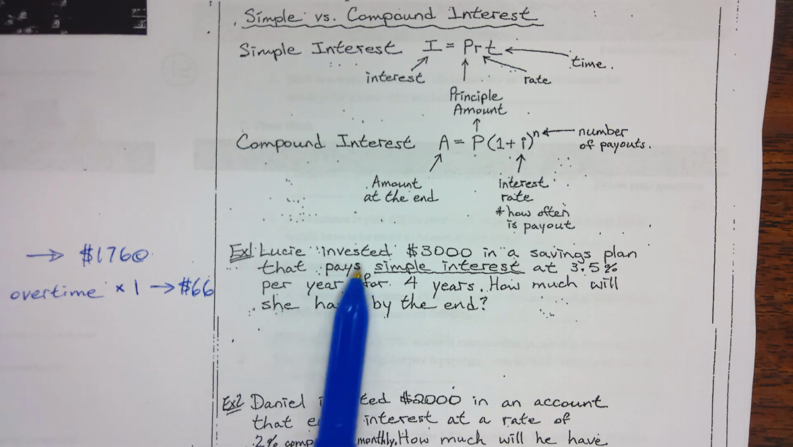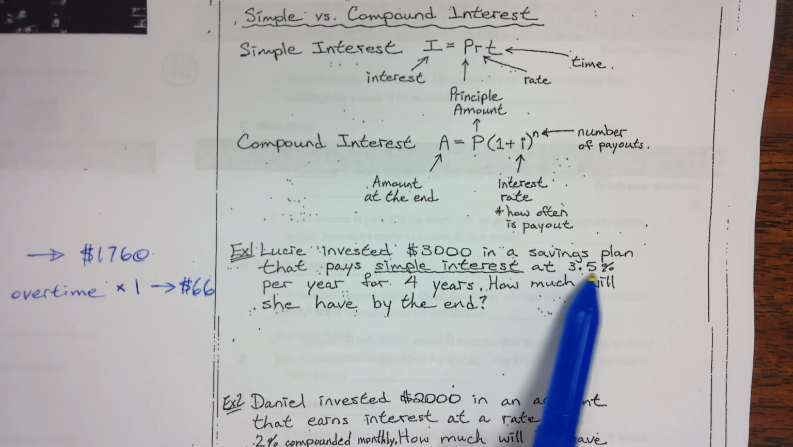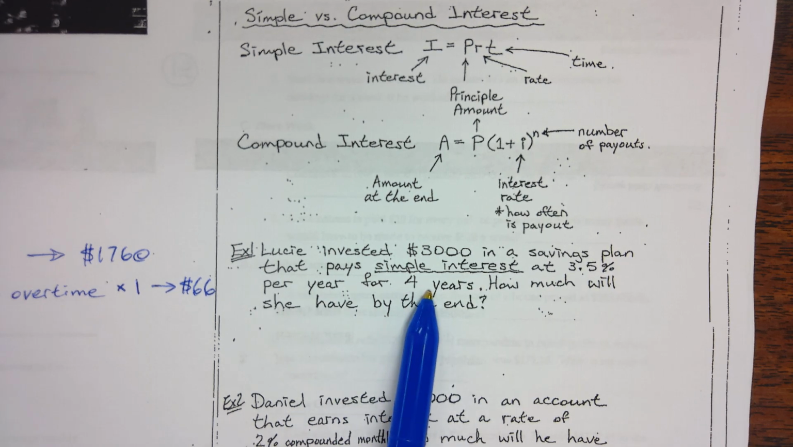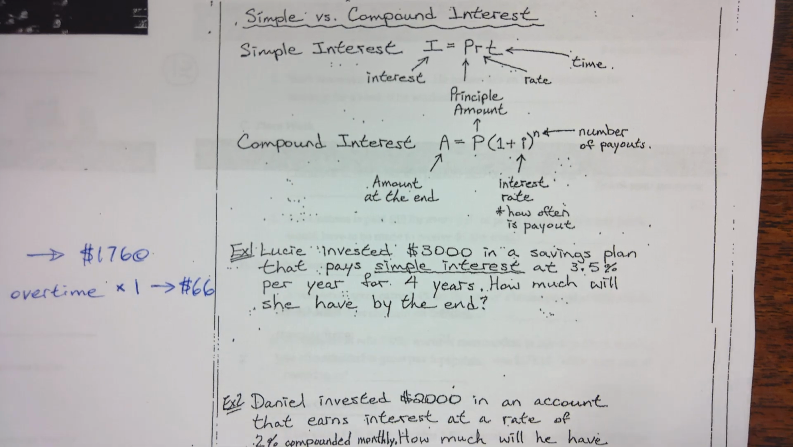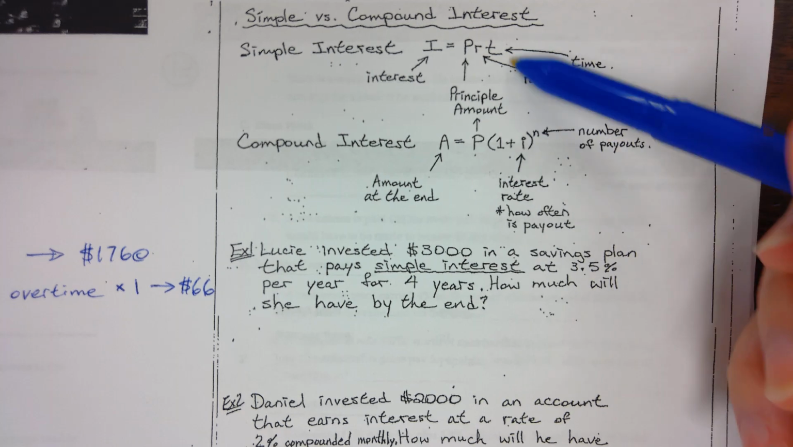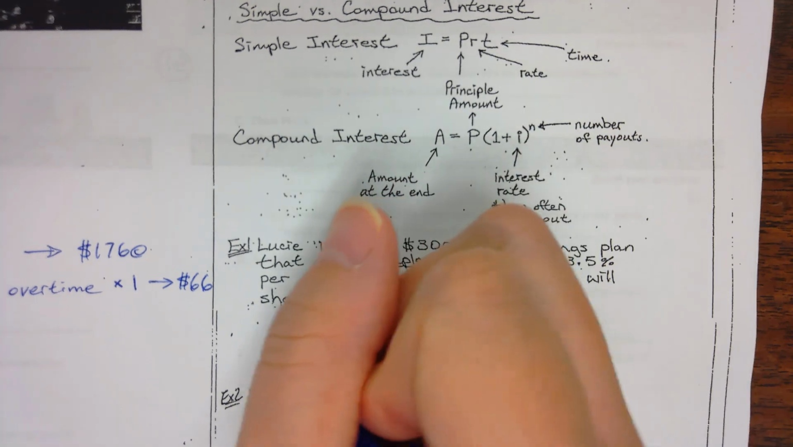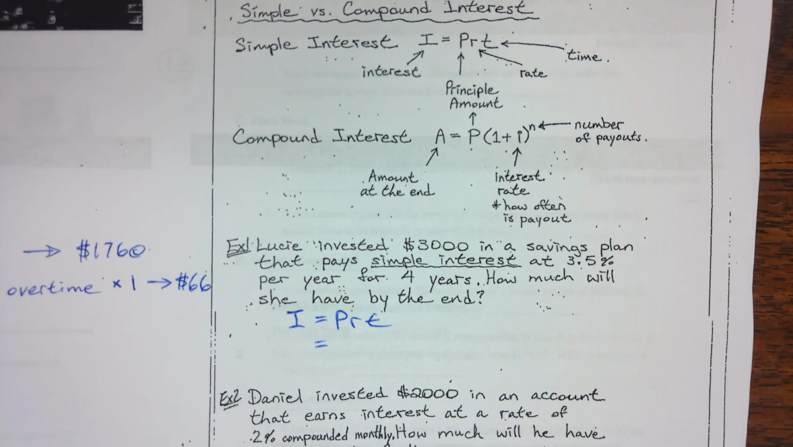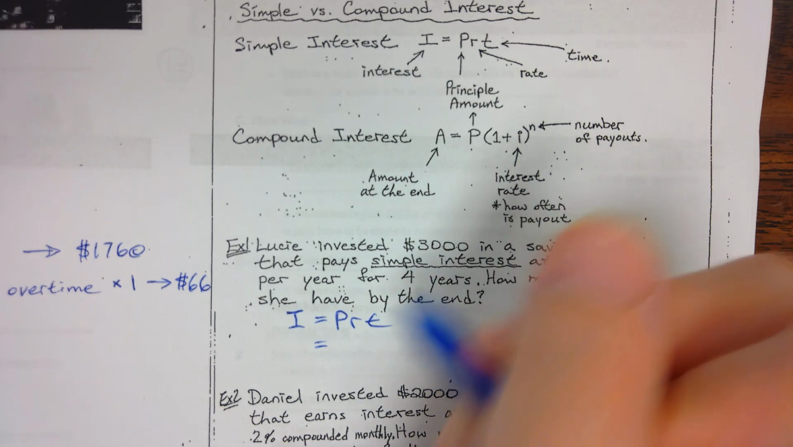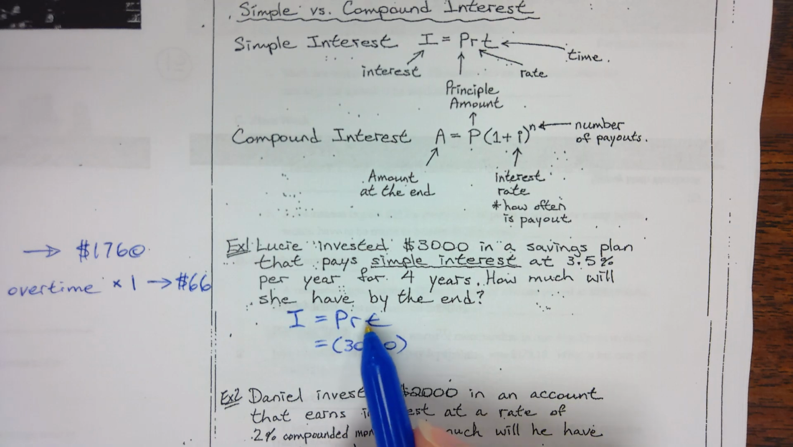Okay, so let's try the example, and then it will be a lot easier to understand. Example 1: Lucy invested $3,000 in a savings plan that pays simple interest at 3.5%. She put that money in for 4 years. How much will she have at the end? All right, so which formula am I going to use? Simple, right? Because it says simple interest. So I equals PRT. How much was my principal? How much did I invest? 3,000. By the way, I equals PRT means principal times rate times time.